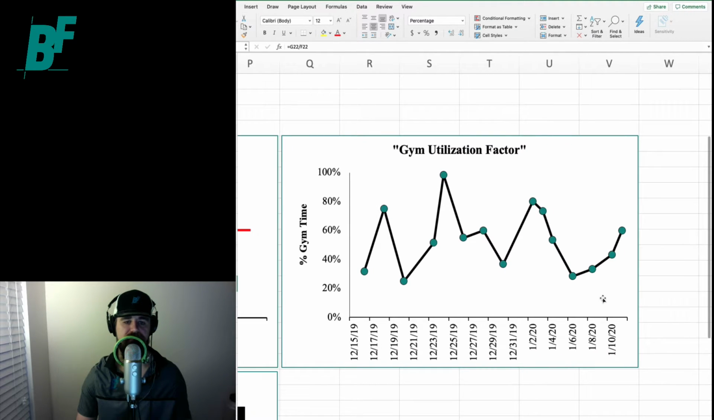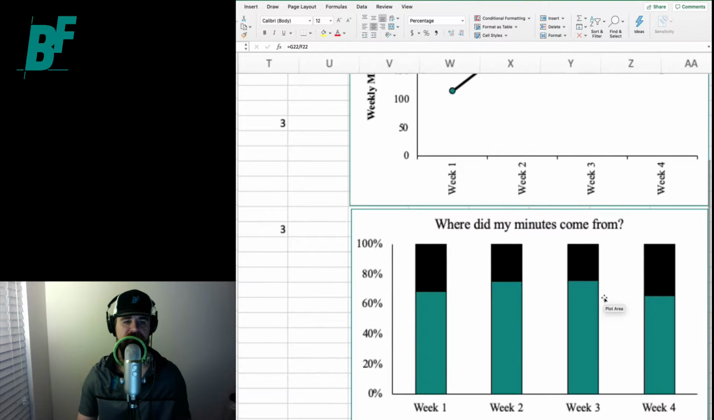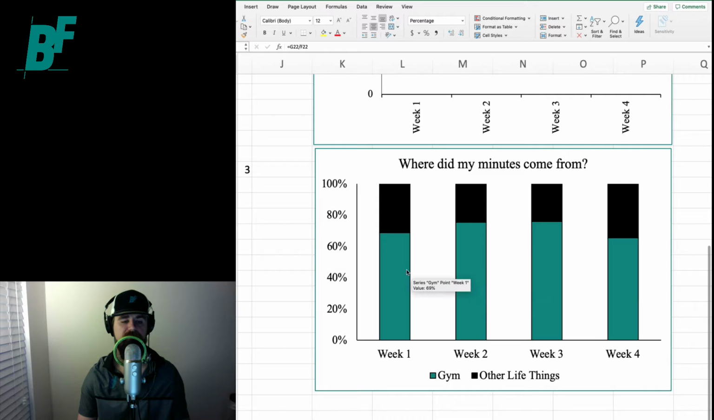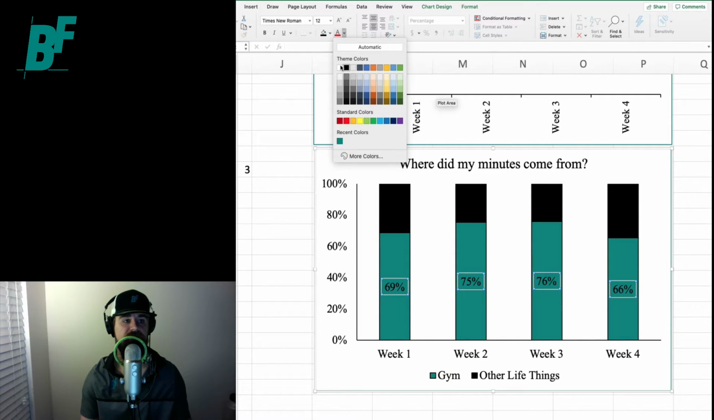When you put these, no, hang on a second, that's not right. Let me go to this one. So where do my minutes come from? The gym. This was kind of interesting to me. I was surprised when I began looking at the data. So of all the exercise minutes that I accumulated over the past month, let's pop some data labels in here so we can see it. We'll make them white so they stand out a little bit more.